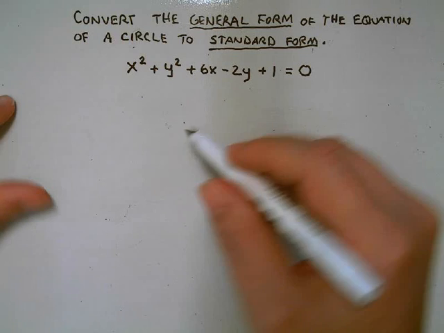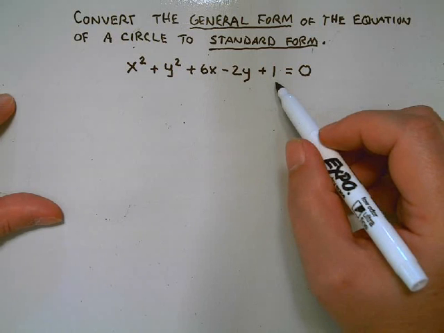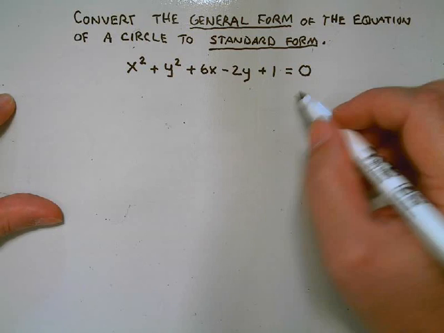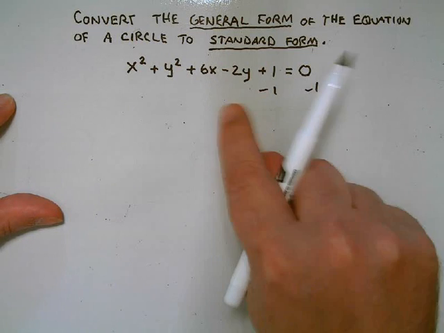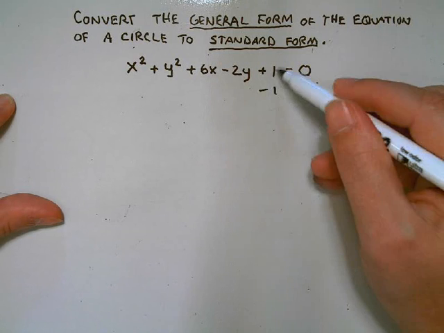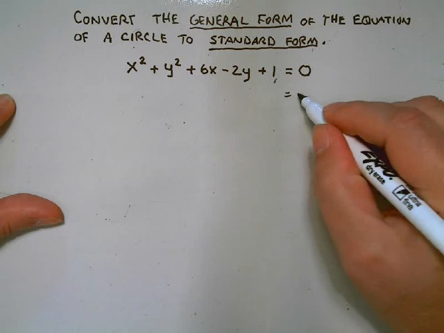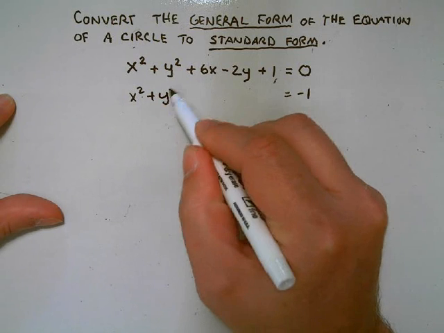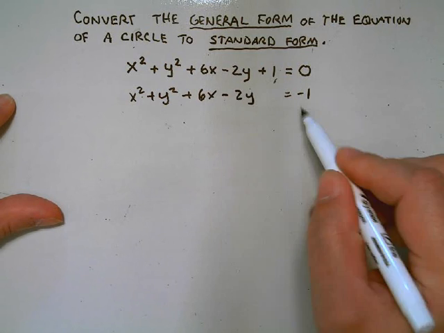So what we're going to do here is use a process called completing the square. And the idea here is to create perfect squares. Now, the first step we want to do is get the constant to the other side. So if we subtract 1 from both sides of the equation, this of course would cancel out, and you would have a -1 over here. So our second step is the x squared plus the y squared plus 6x minus 2y equals -1.